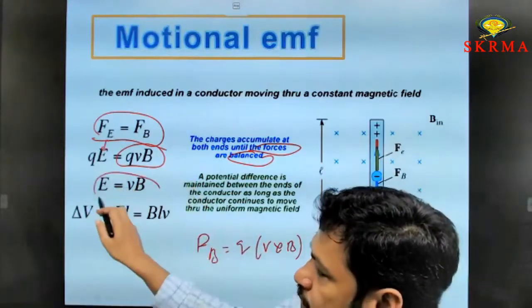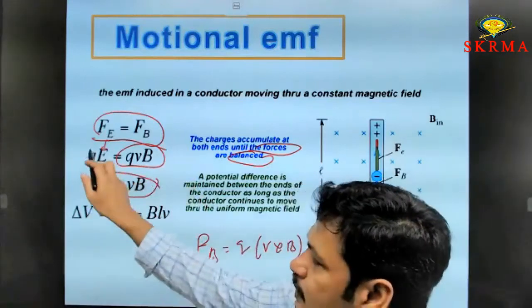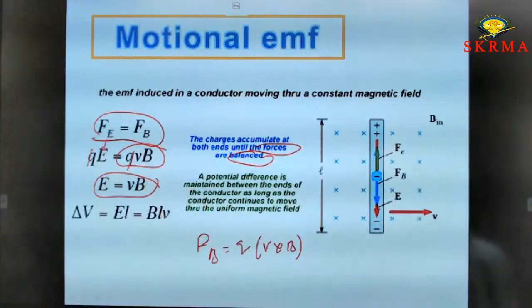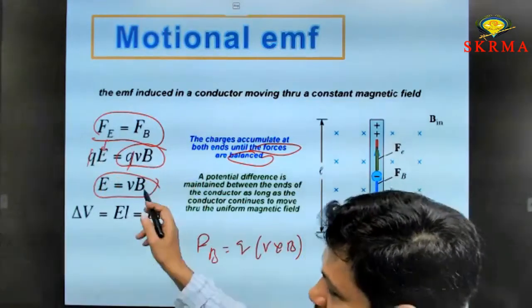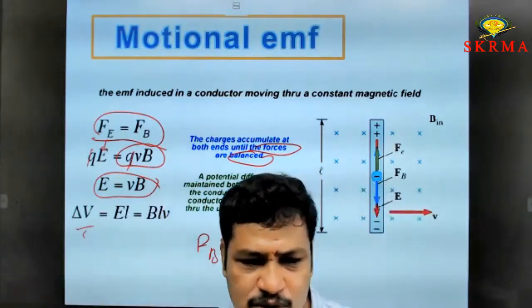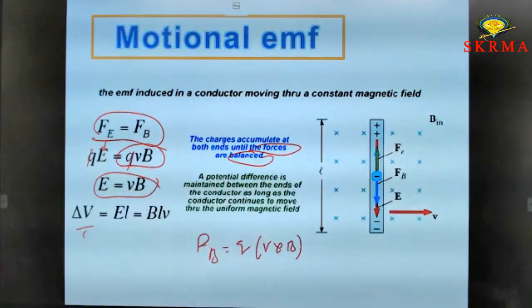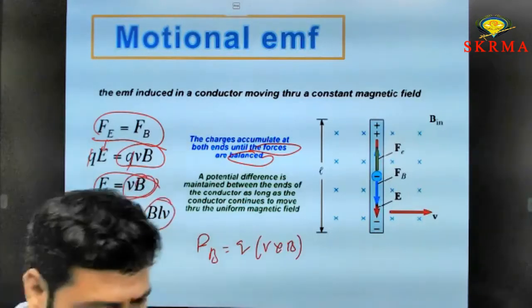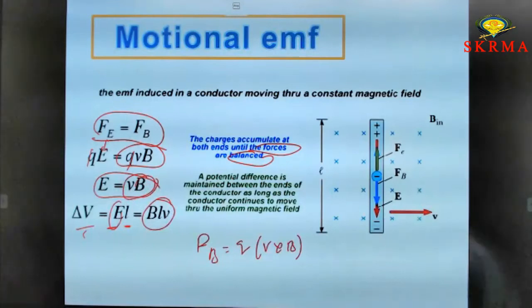Whenever these two are equal, we can write the equation for E. Because q cancels on both sides, E equals vB. Here v is the velocity and B is the magnetic field. If you want to calculate the potential difference, delta V equals E into dl, or E into l. Here l is the length. That's why instead of E you can write vB, so BLv is the basic equation for potential difference. This is the concept of motional EMF inside the conductor.